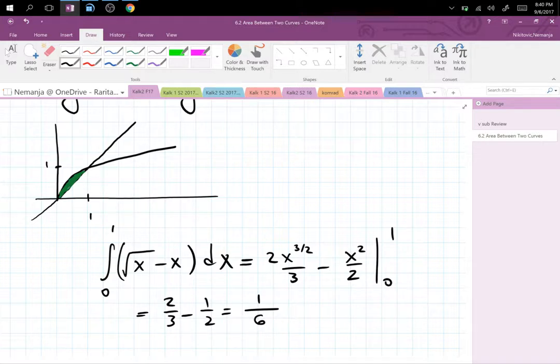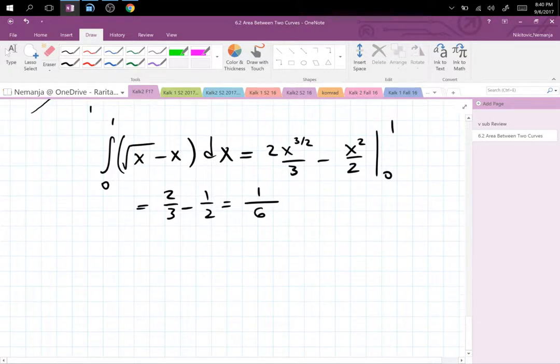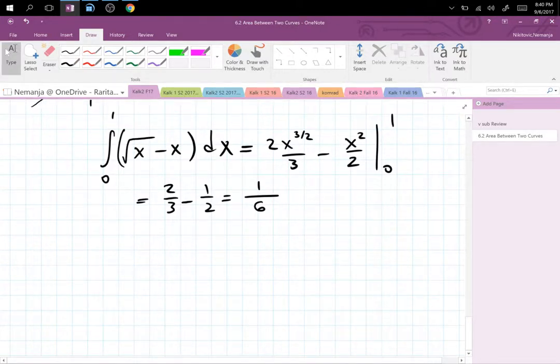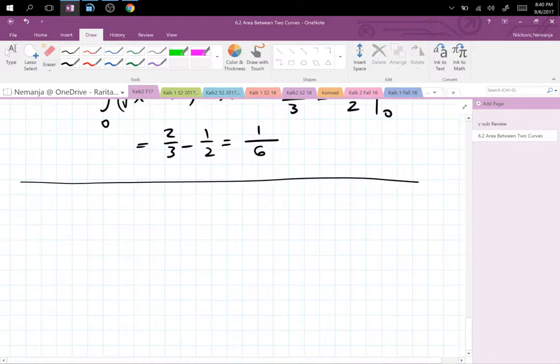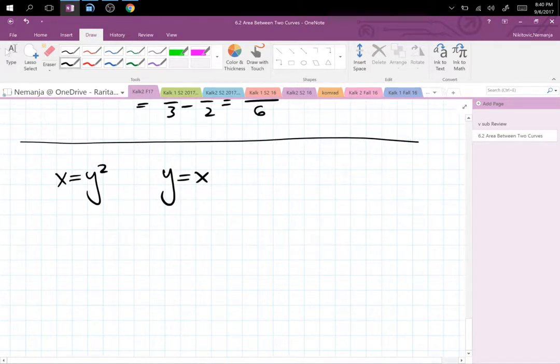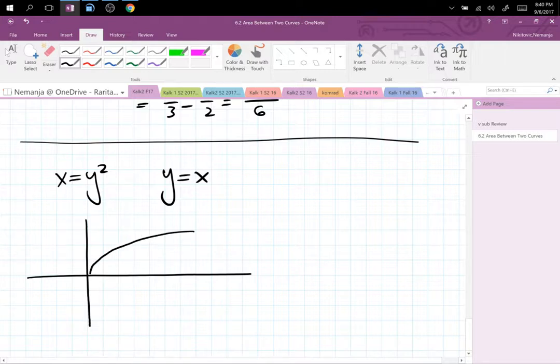Now Ryan wants to know what happens when the functions are sideways. What happens when you, let's say, intersect x equals y squared with y equals x? What happens in that case? Well, exactly. But we also have dy.